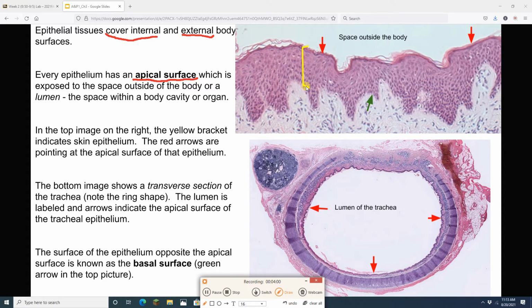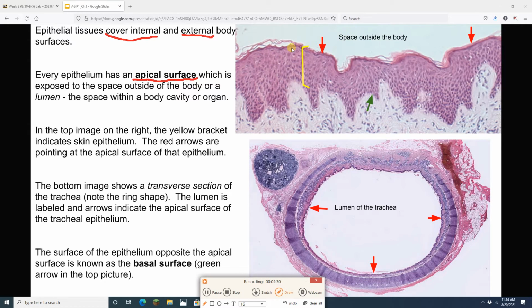The image we have at the top is the skin. The yellow bracket is showing me the extent of the epithelium. This epithelium is kind of thick. Look how many purple nuclei we have. Lots of cells. Why would you want your skin epithelium to be kind of thick? Why would you want it to have many layers? Well, the answer, of course, is for protection.